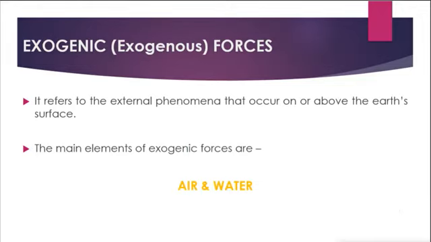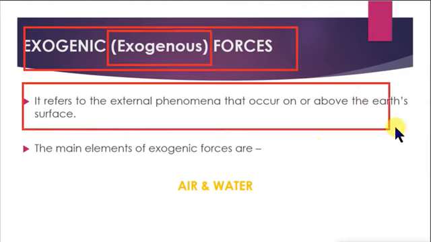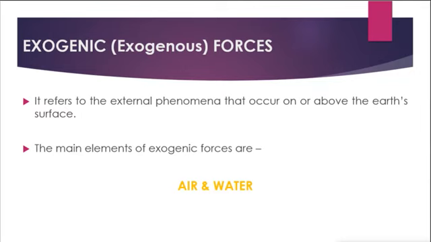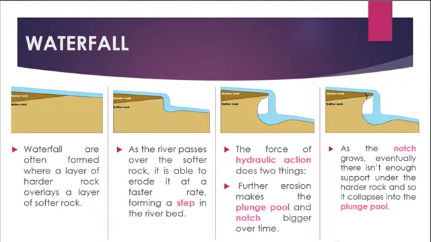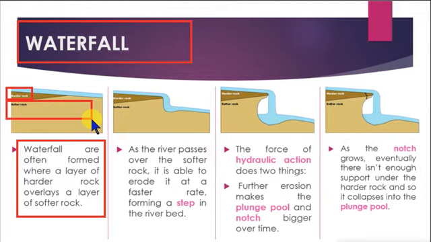Now, we will move to the exogenic force, which we will also call exogenous force. It refers to the external phenomena that occur on or above the earth's surface. The main elements of exogenic forces are air and water. Now, let us look at waterfalls. Waterfalls are often formed where a layer of harder rock overlays a layer of softer rock.